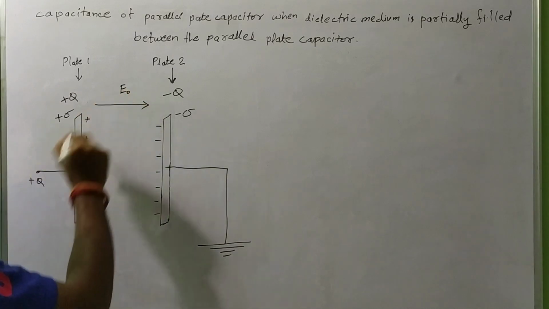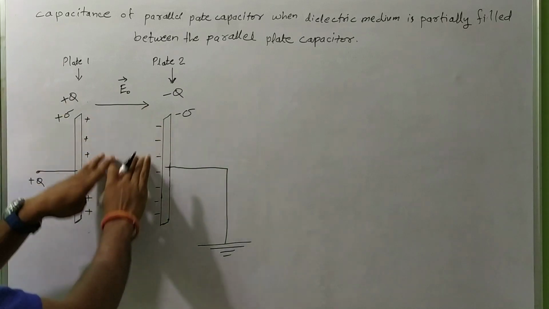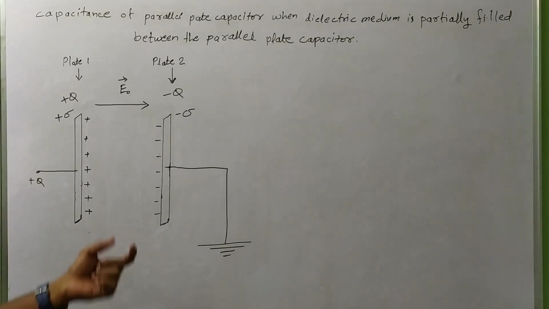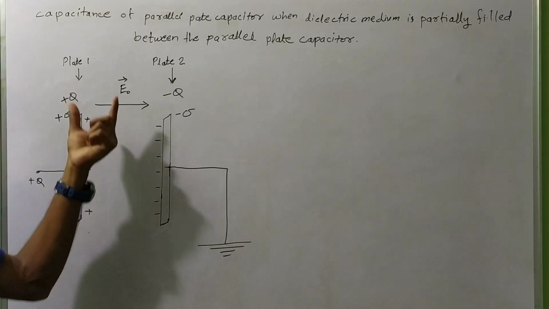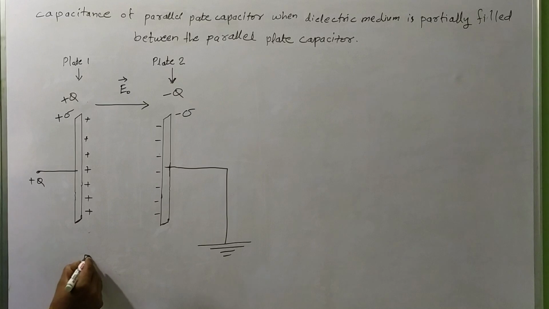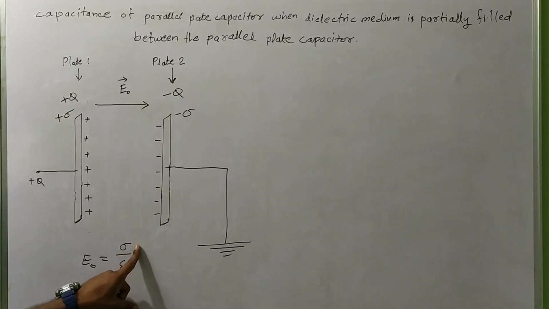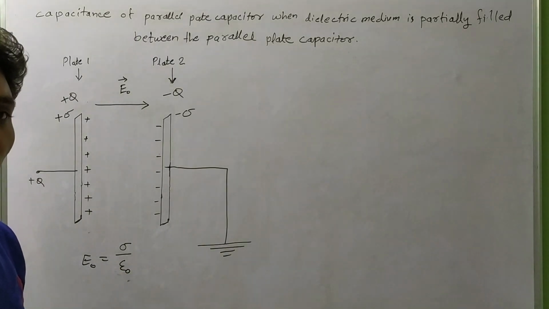This is E naught, when between the plates there is no dielectric material. In this condition, the electric field at any point inside the capacitor will be E naught equal to sigma upon epsilon naught, where sigma is the surface charge density on each plate, and epsilon naught is the permittivity of air or vacuum.